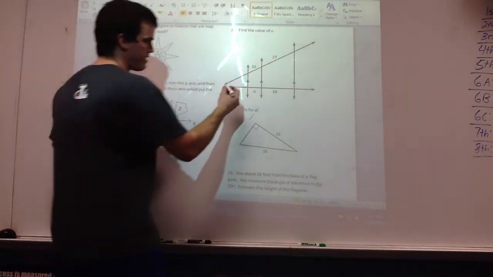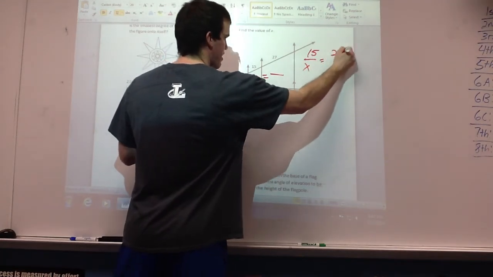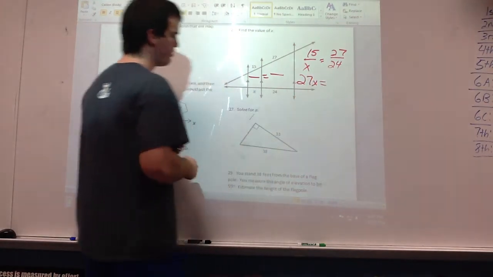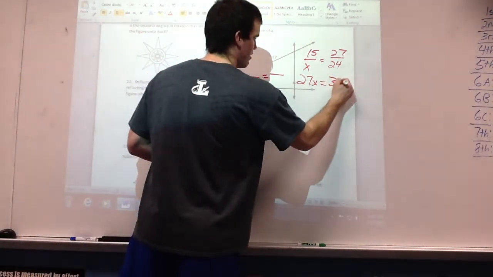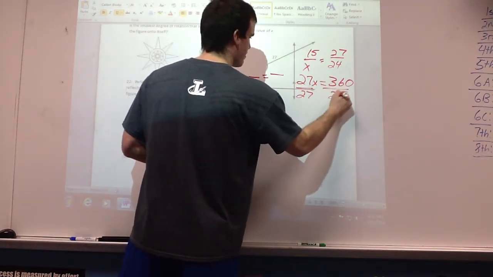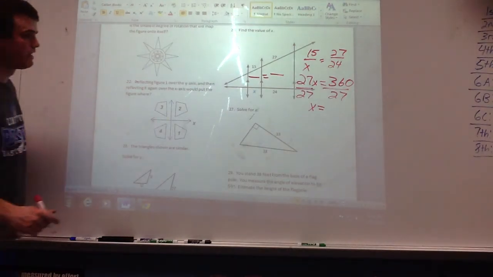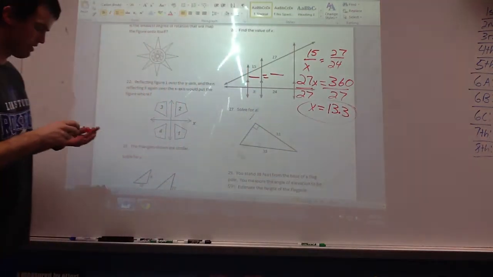26, find the value of x. Again, set up a proportion, pretty much set up for us. 15 over x equals 27 over 24. Cross multiply, I get 27x equals 360. To solve for x, divide by 27. So x will equal 13.3. So that's for number 26.